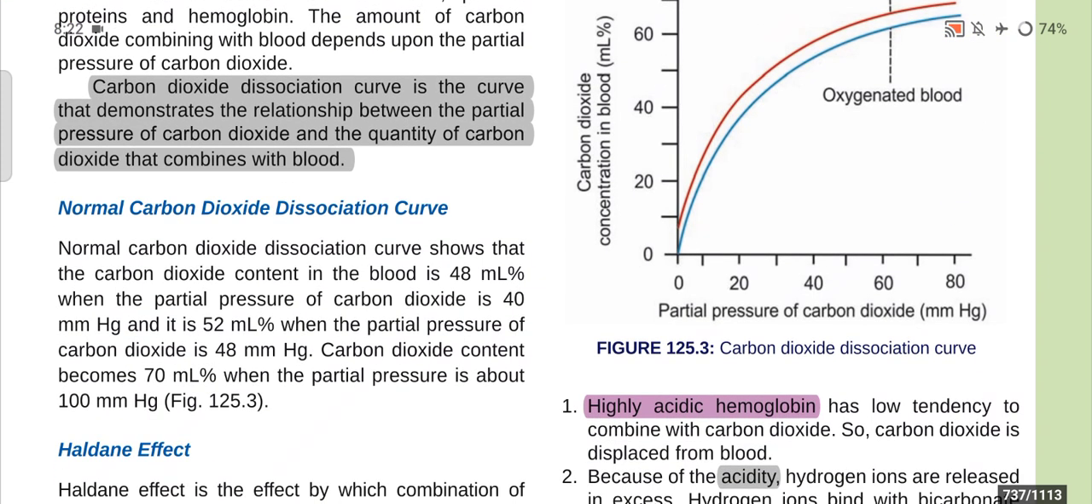The normal carbon dioxide dissociation curve shows that the carbon dioxide content in the blood is 48 ml% when the partial pressure of carbon dioxide is 40 mmHg, and it is 52 ml% when the partial pressure of carbon dioxide is 48 mmHg, and carbon dioxide content becomes 70 ml% when the partial pressure is about 100 mmHg.